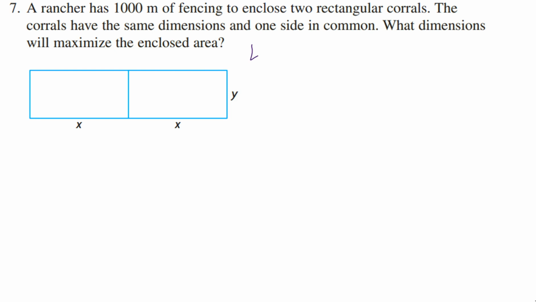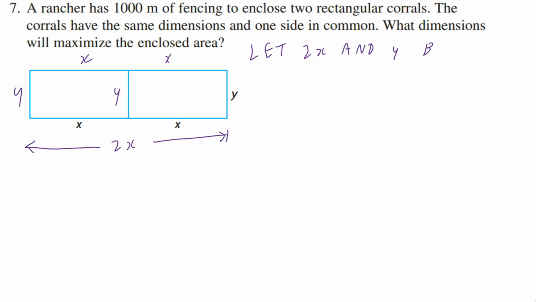Step number 1. Write down a let statement. So again, if you think about x, and if you add them up, that's going to be 2x. Likewise, the width is going to be y. So let 2x and y be the dimensions in meters.